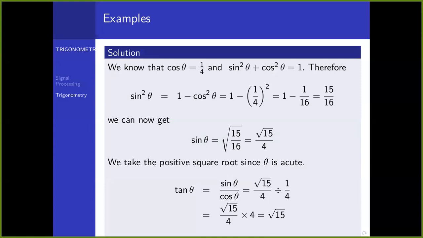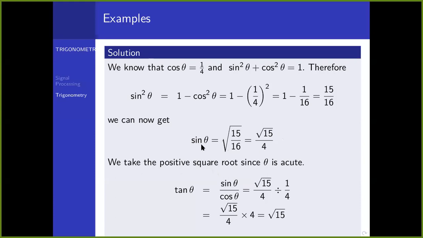So we are given some information. We know that the cosine of theta is a quarter. We also know that this identity holds. Sine squared theta plus cos squared theta is equal to 1. So if we make those substitutions and work it out, we find that the sine squared of theta is equal to 15 over 16. But recall that we were told theta is an acute angle. So we just take the positive square root to get the sine of theta. The reason for that is the sine of theta is positive for an acute angle. Any angle between 0 and 90 degrees will have a positive sine.